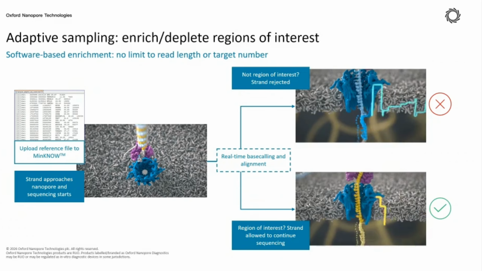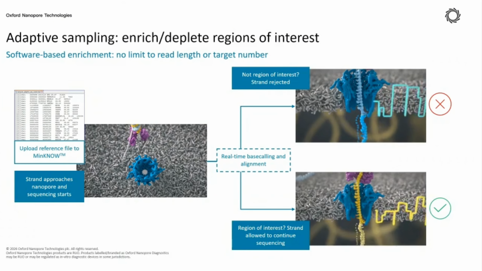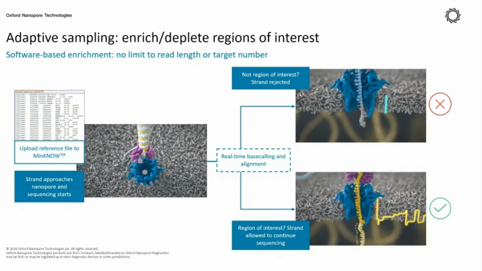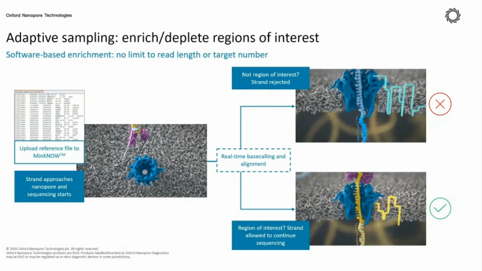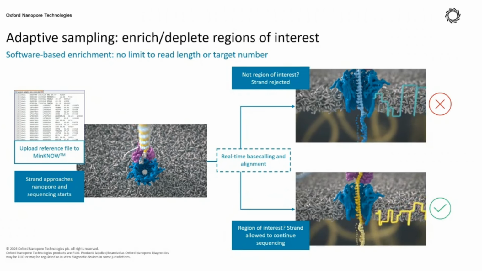Then it will try to enrich the target regions, instead of us designing primers for more than 200 or 300 genes, or probes to capture the target regions.